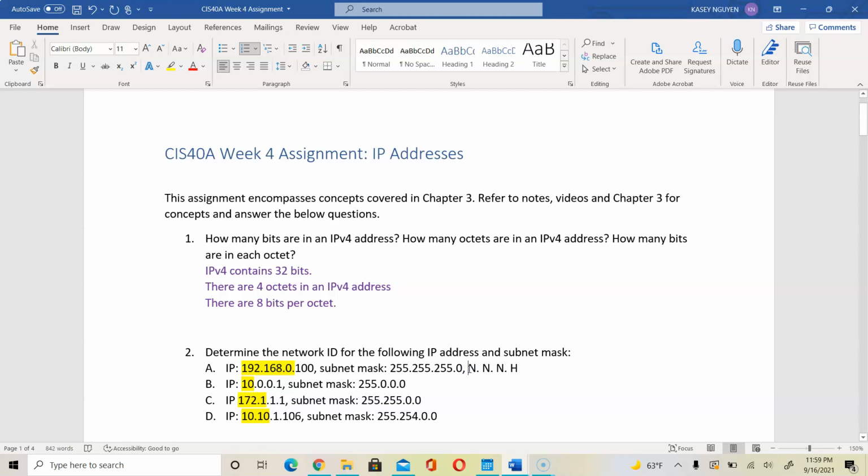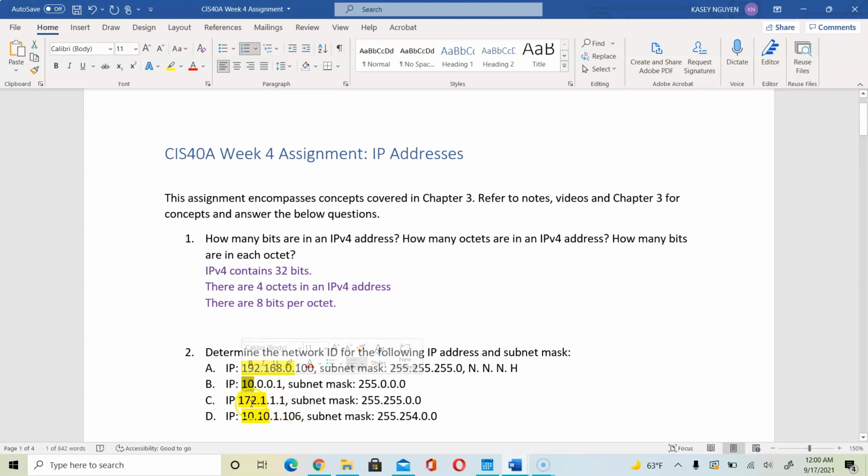For 2B, when we look at the IP 10.0.0.1 with the subnet mask of 255.0.0.0, as all the bits are on for the first octet, we would know that the first octet here, the 10, would represent the network ID, and the rest would be your host. So for B, we would know that 10 is the network ID.